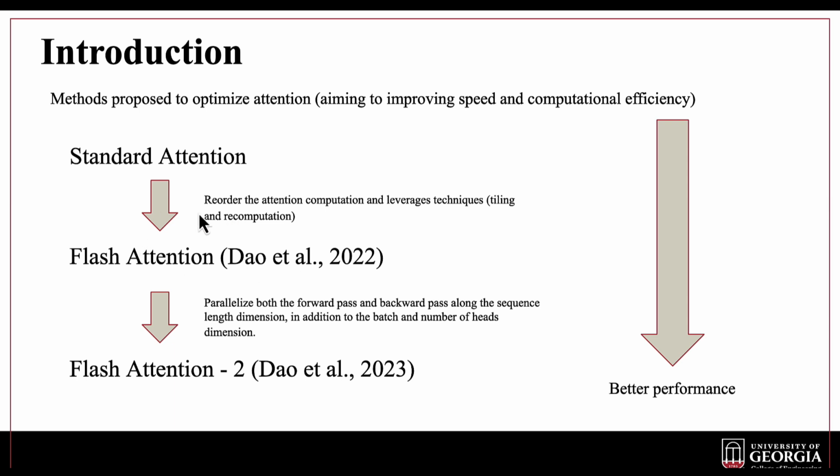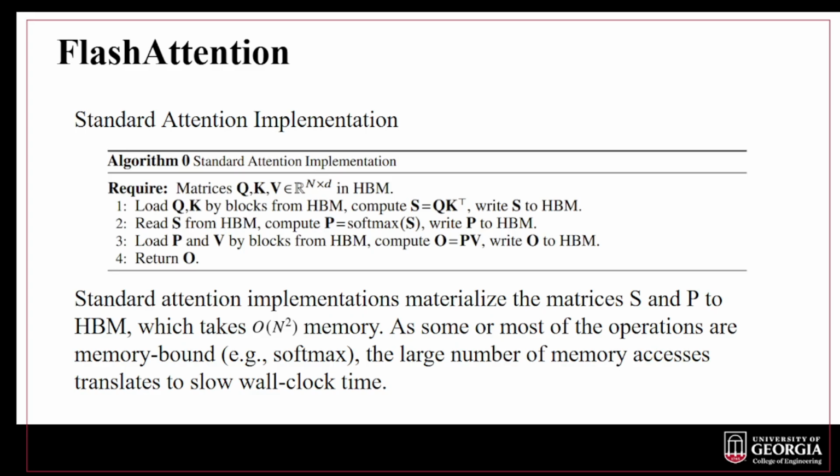So based on the challenges mentioned above, there are several methods proposed to optimize the attention. Standard attention is a traditional method which has been used in many large-scale training. Dao and his team proposed FlashAttention by reordering the attention computation and leveraging techniques including tiling and recomputation. Then, Dao's team further did the optimization and proposed FlashAttention 2 for better parallelism and work partitioning to address the challenges. Thanks, Yueqi, for the introductions.